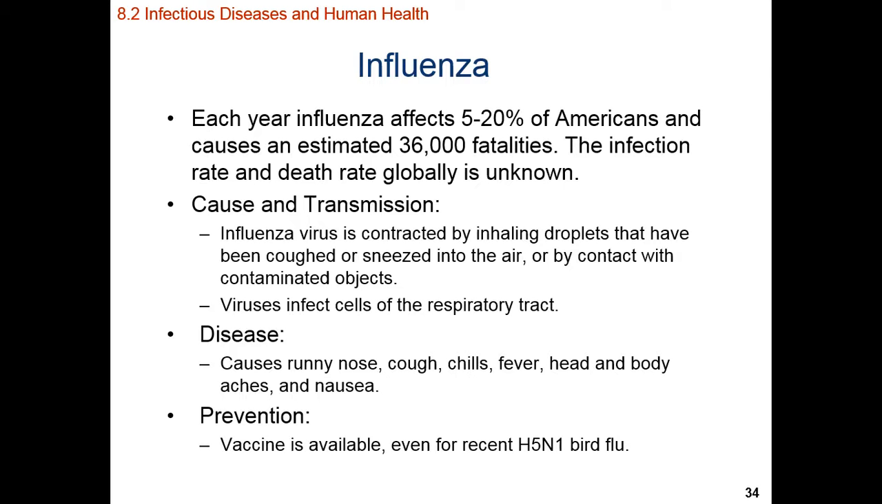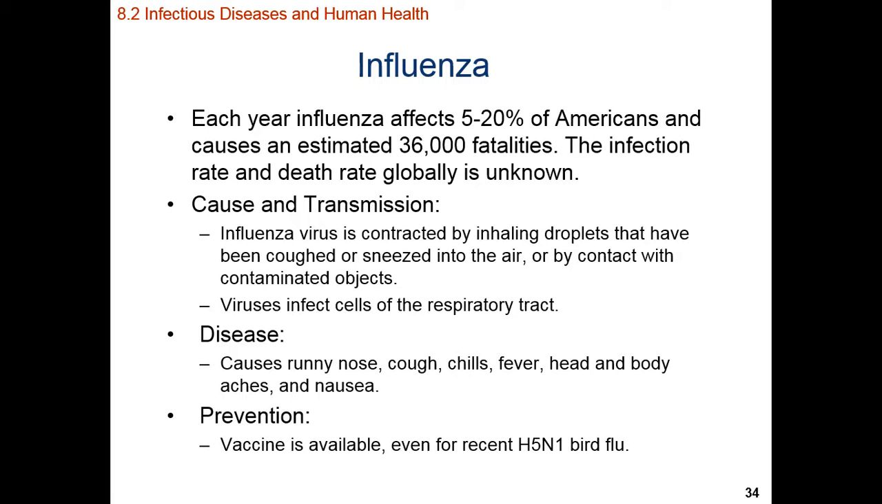Our next infectious disease is influenza. Influenza is a disease that affects approximately 5 to 20% of Americans every year. Of that 5 to 20% of Americans, there's going to be about 36,000 fatalities every year. And if we assume that there are 300 million people in America, 36,000 comes out to less than 1% of the U.S. population dying from influenza every year.